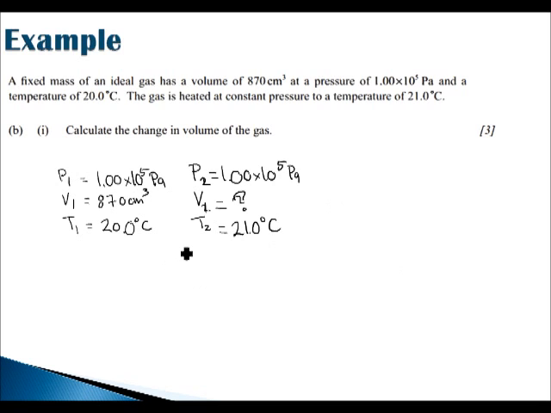So, let us use this relationship once again. P1 V1 over T1 is equal to P2 V2 over T2. Substitute in our known quantities. Now, P1 and P2 are exactly the same, so we could just change this to P1. Okay, so P1 is exactly the same as P2.